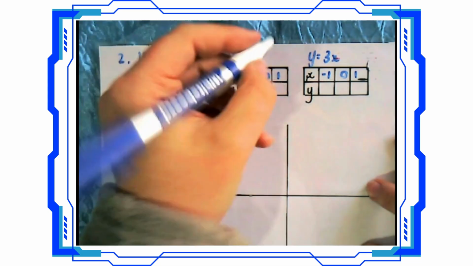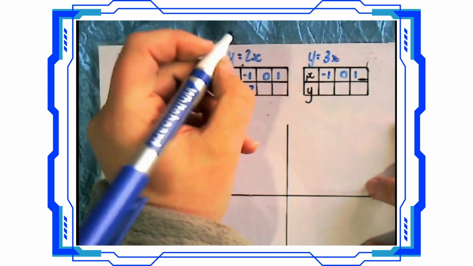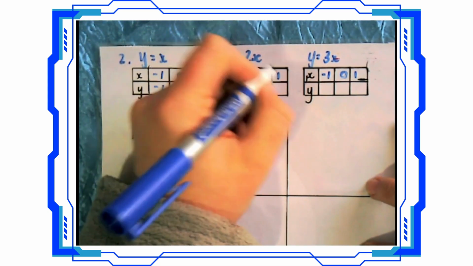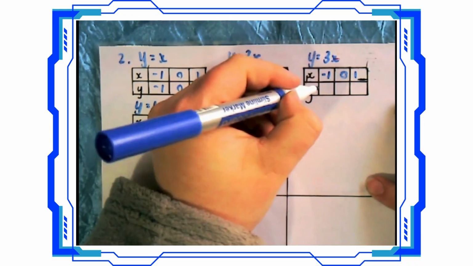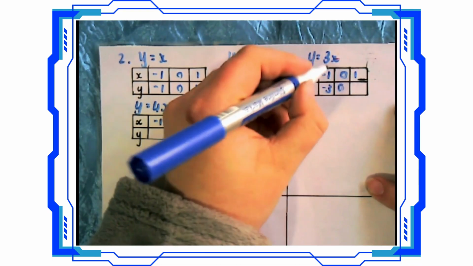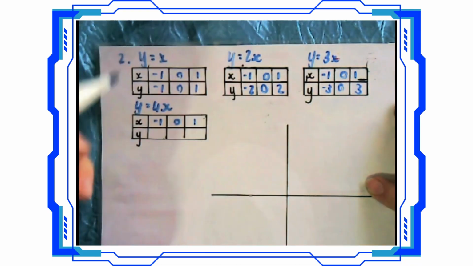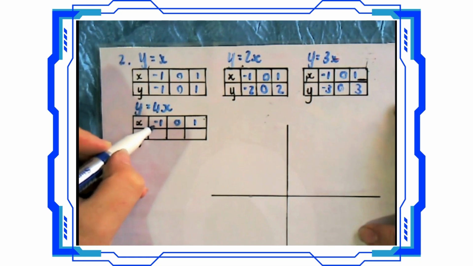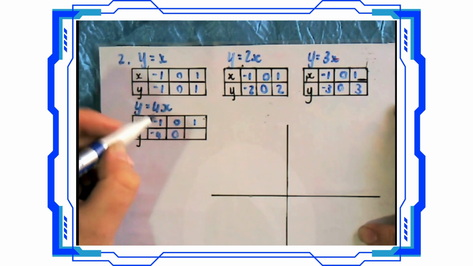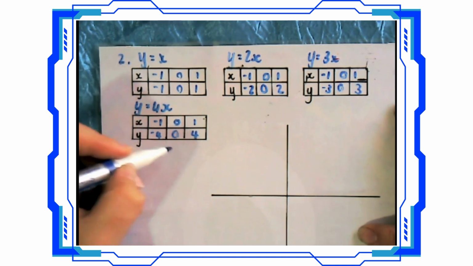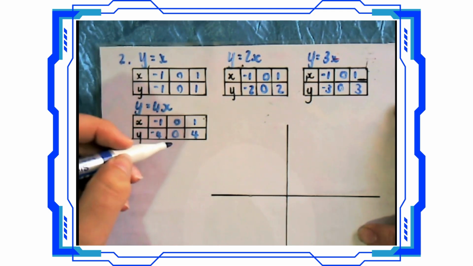So 2 times -1 is -2. 2 times 0 is 0. 2 times 1 is 2. Okay. 3 times -1 is -3. 3 times 0 is 0. 3 times 1 is 3. Okay. 4 times -1 is -4. 4 times 0 is 0. 4 times 1 is 4. I know my origin is 0, 0.